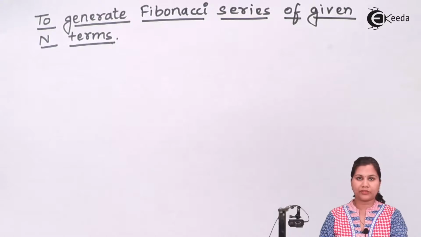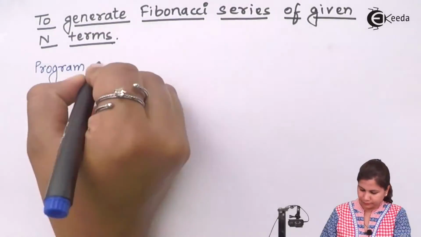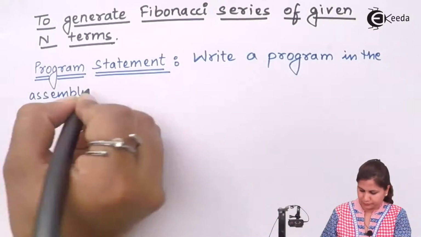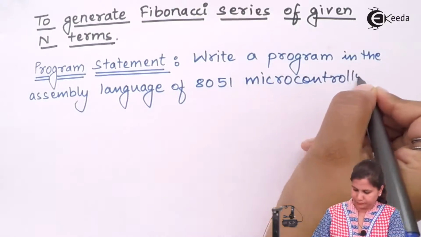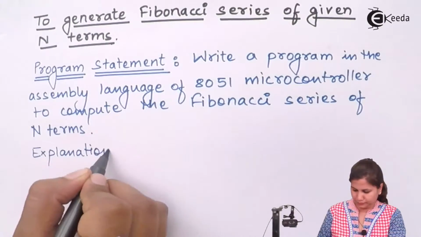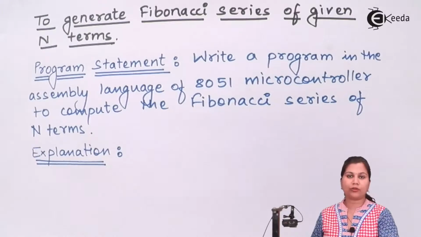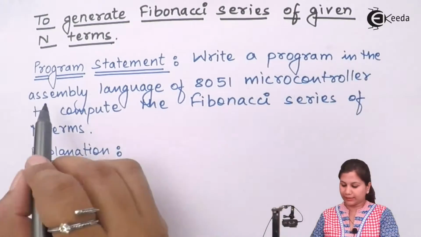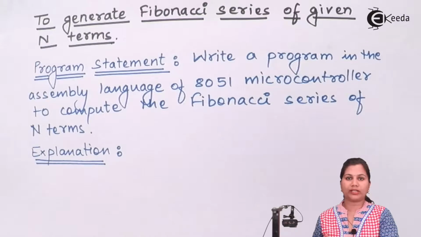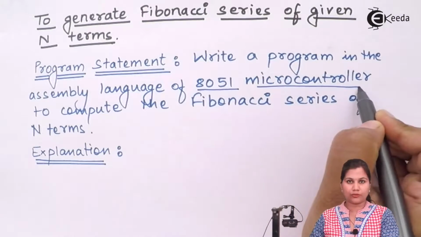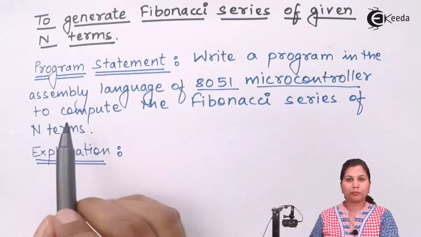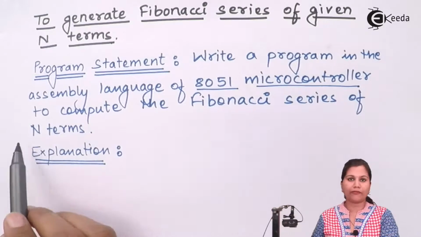So let us first see the program statement. Our problem is that we have to write a program in the assembly language of the 8051 microcontroller. That means we have to use the instructions from the instruction set of the 8051 microcontroller, and then write the assembly language program with the help of that. And that program should be able to compute the Fibonacci series of n terms.